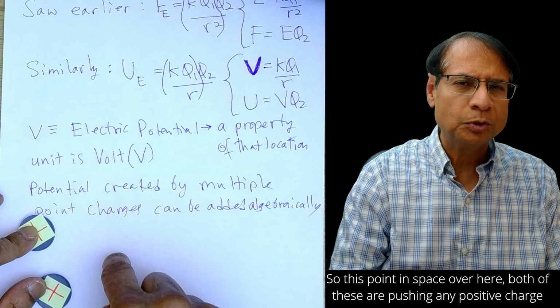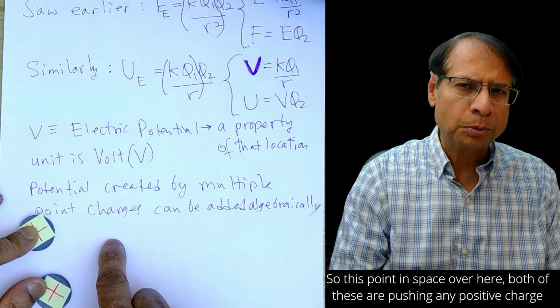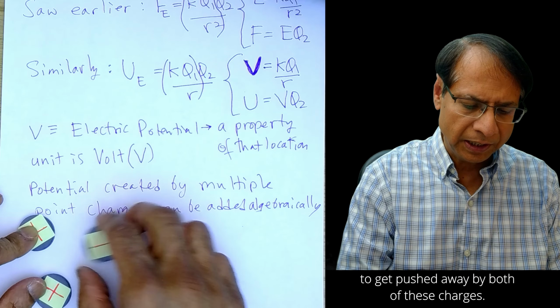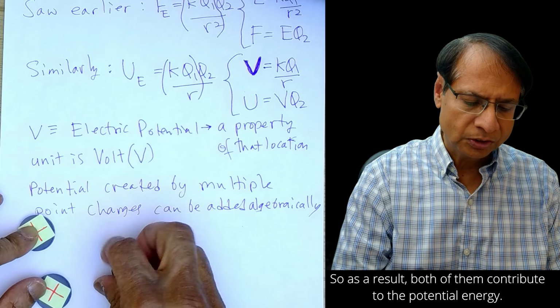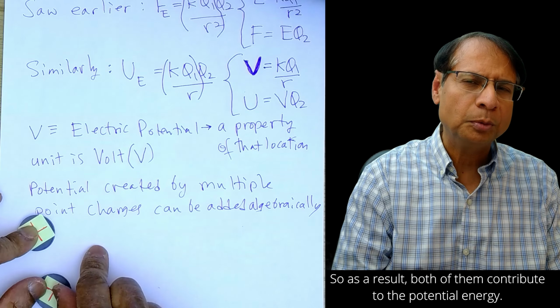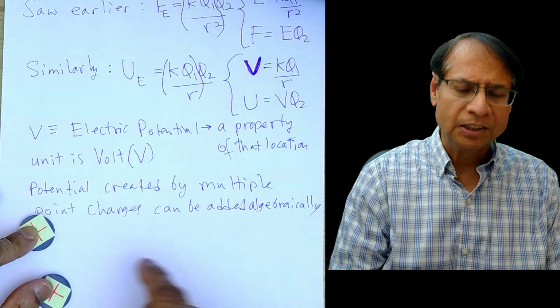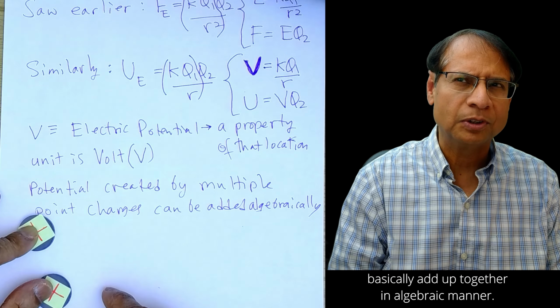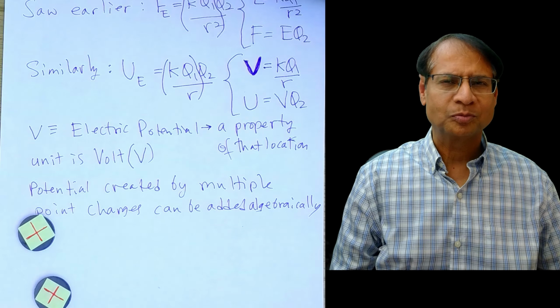So this point in space over here, both of these are pushing any positive charge that wants to get over here, it is going to get pushed away by both of these charges. So as a result, both of them contribute to the potential energy. So at this location, the potential is going to basically add up together in an algebraic manner.